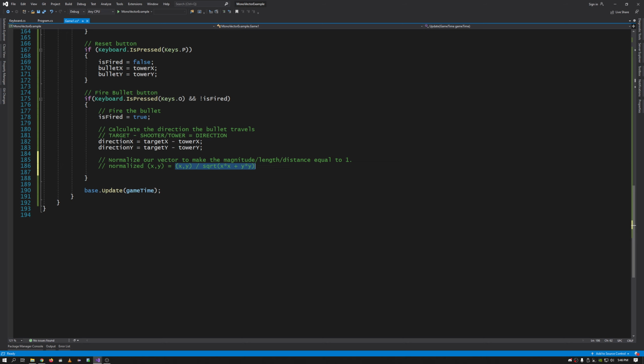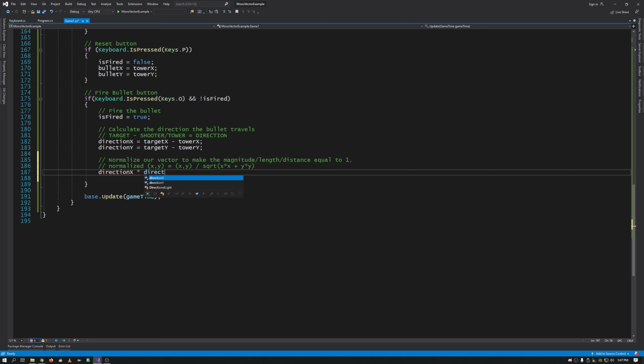So this is what we have to code. We have to code this highlighted part in order to get our normalized xy. All right, so I'm not very good at this part, but we're going to do it. Well, let's just start small. Direction x times direction x plus direction y times direction y.